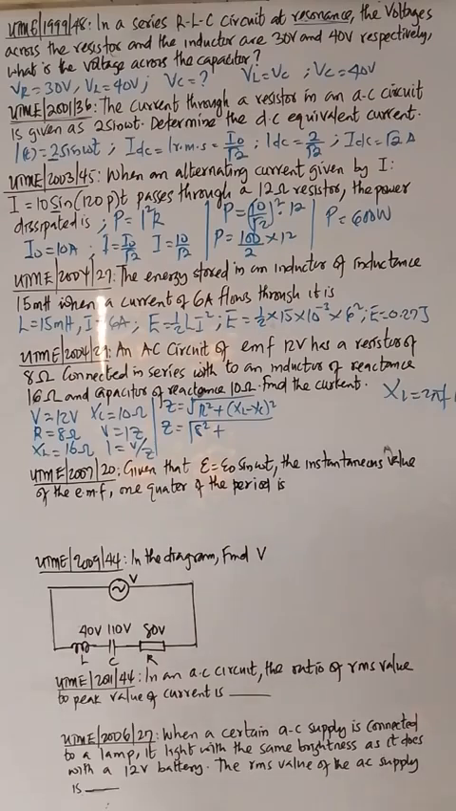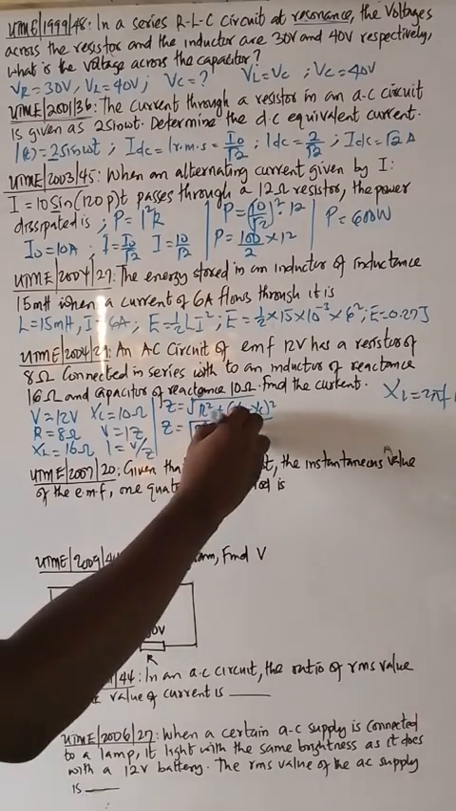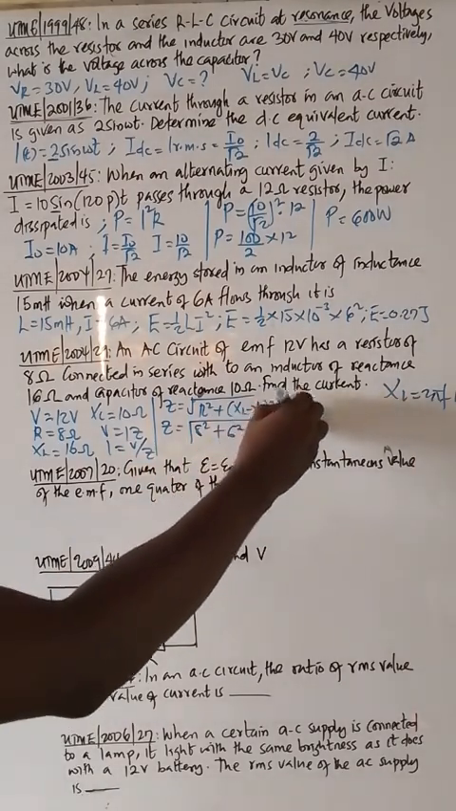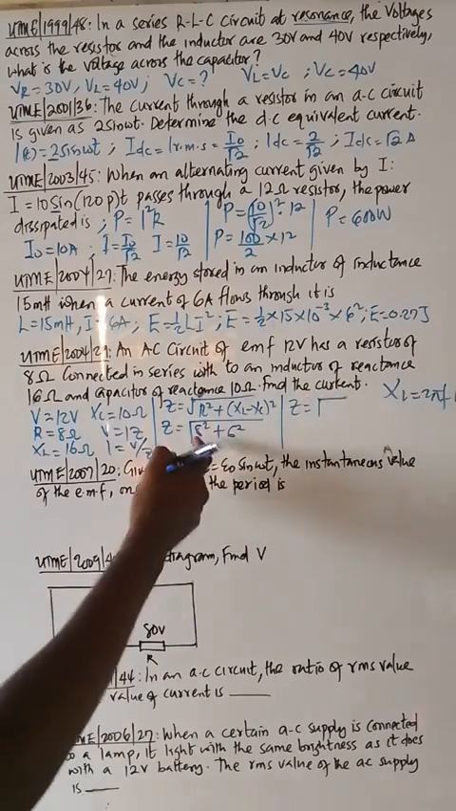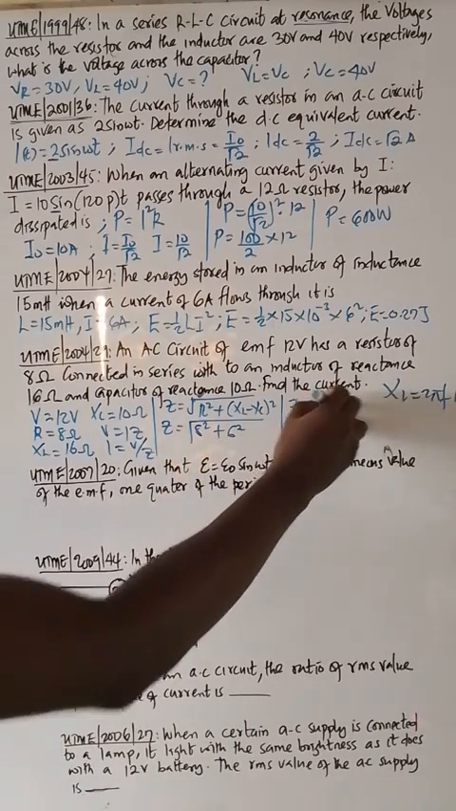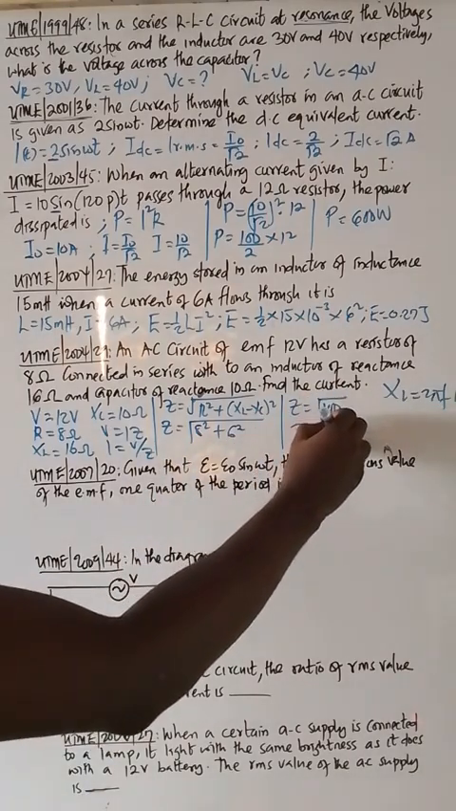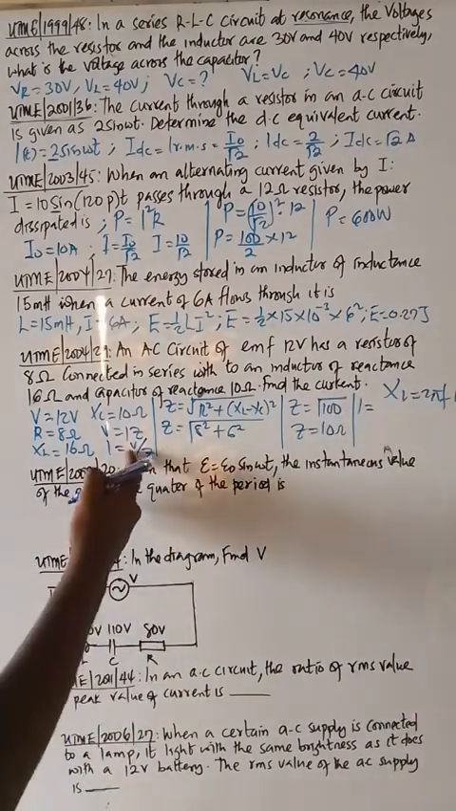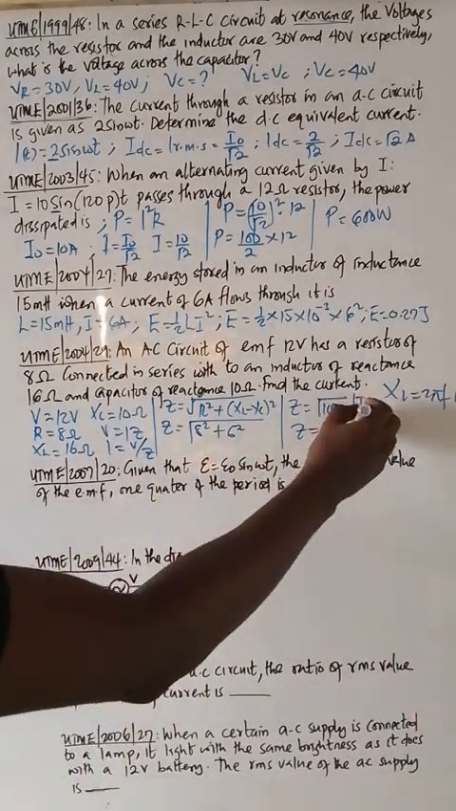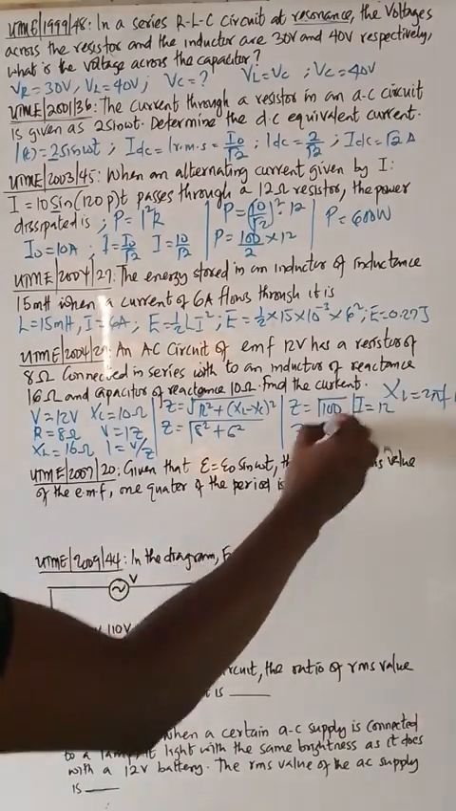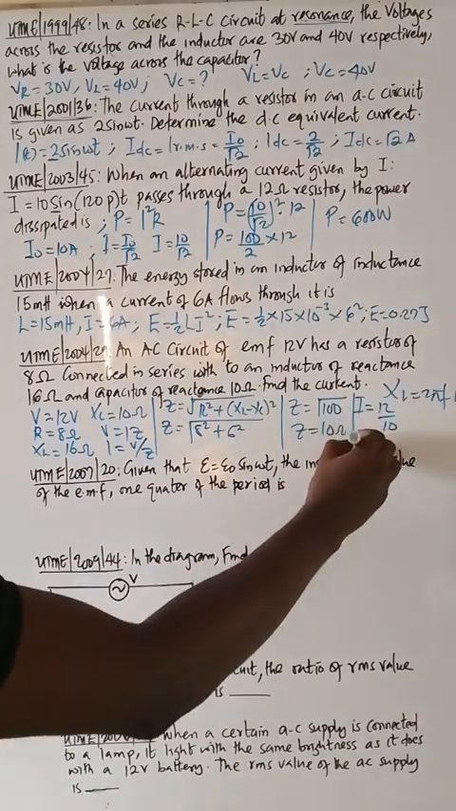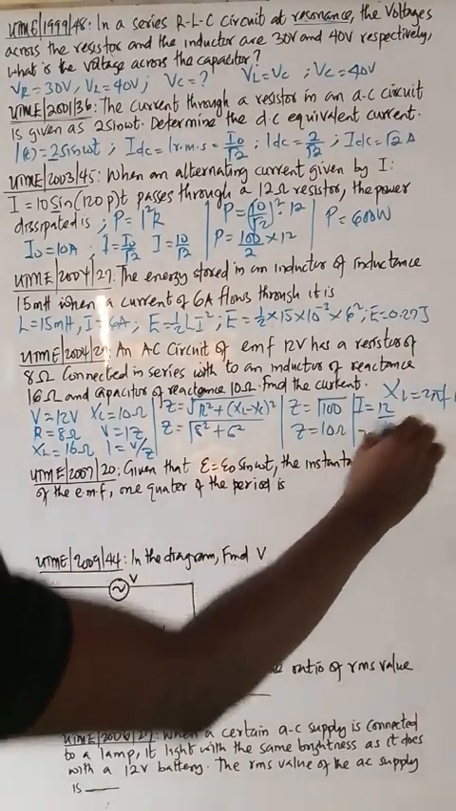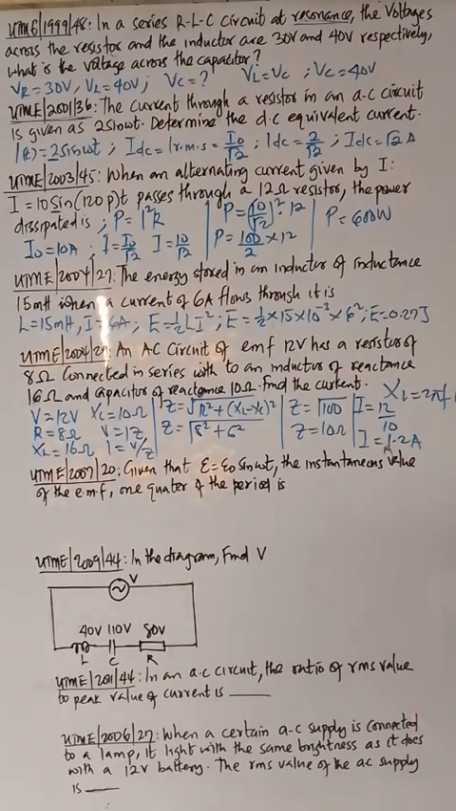So 16 minus 10 is 6, that's 6 squared. If you continue, you get Z equals the square root of 64 plus 36, which is 100. Then Z equals 10 ohms. Our aim is to get I, and I equals V over Z. V is 12, Z is 10. So the current equals 1.2 amperes. As simple as that. Next question.